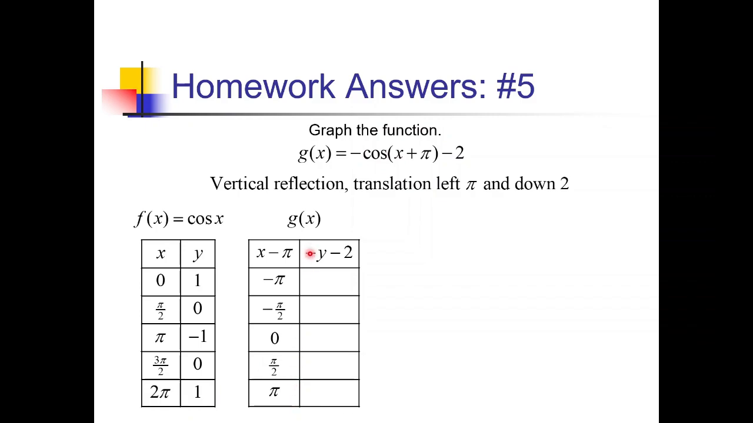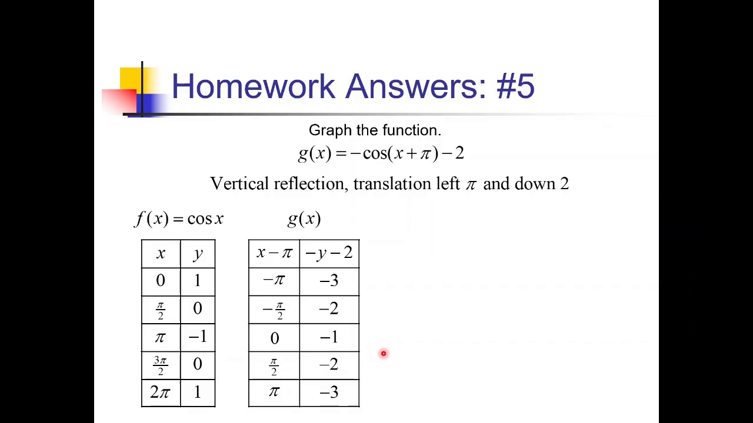Now we're going to negate the y and subtract 2. So this will be negative 1 minus 2, so negative 3. This is 0 minus 2, so negative 2. This is positive 1 minus 2, so that'll be negative 1. And then we have negative 2 again and negative 3 again.